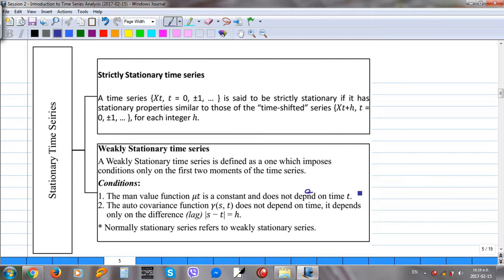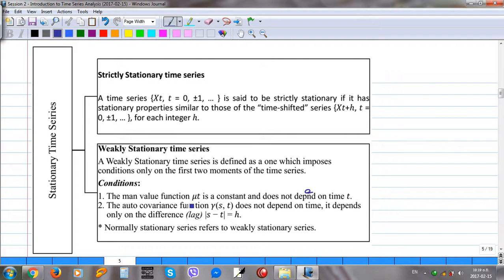So first, if we have to show that a given time series is a stationary one, you have to show mu t is constant and independent of t. And the second property is that the autocovariance function gamma s comma t does not depend on time. It depends only on the difference, which we normally call the lag h, which is modulus s minus t. That is, it only depends on this lag.